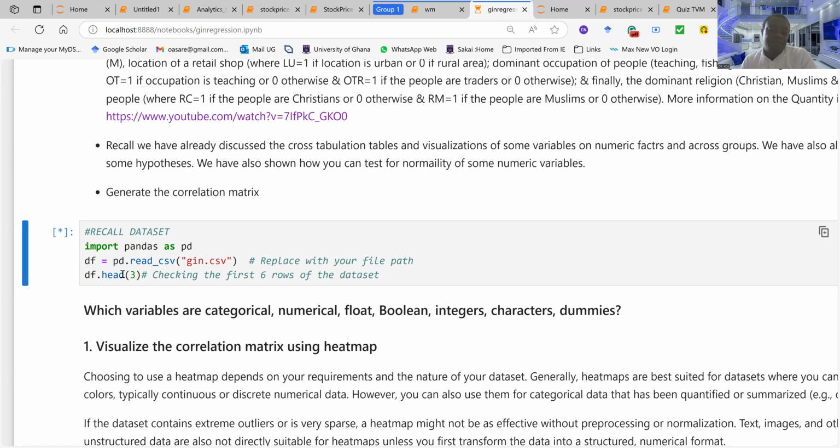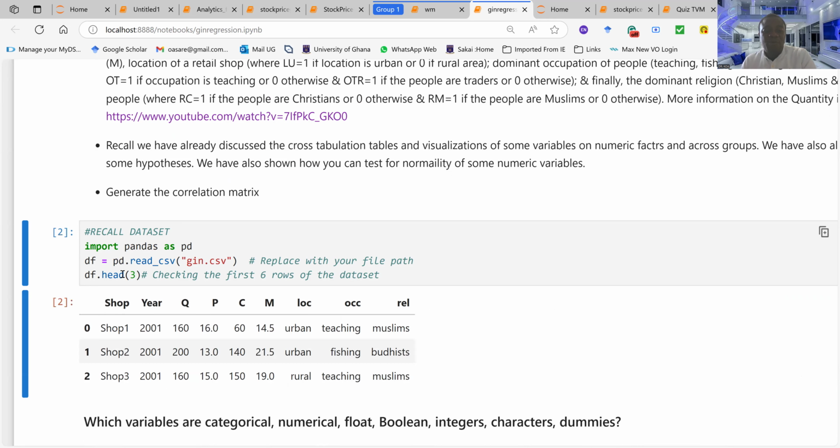Now, if you could remember this data set, which variables would you say are categorical? Location, occupation, and religion. Which variables are numerical? Q, P, C, M. Which variables are float? This is just a quick reminder. Guys, quickly help me here. Which variables are float? M is... And potentially, which other? P. Which variables are Boolean?